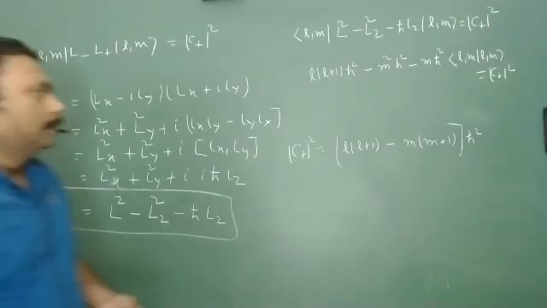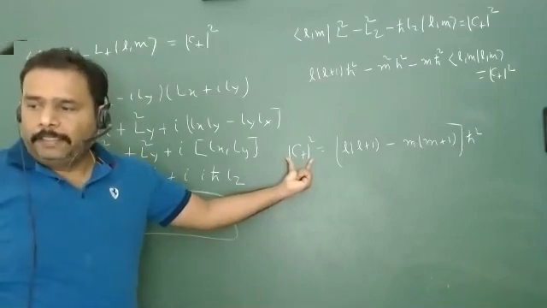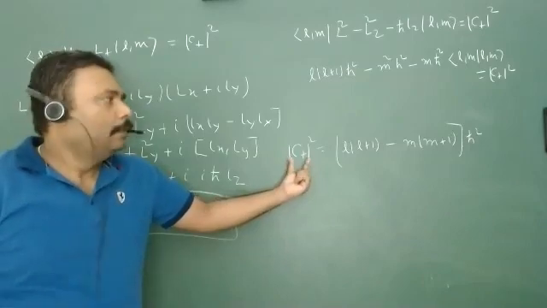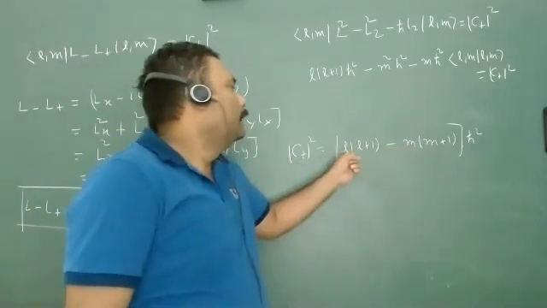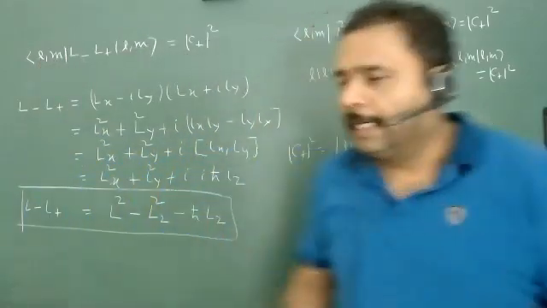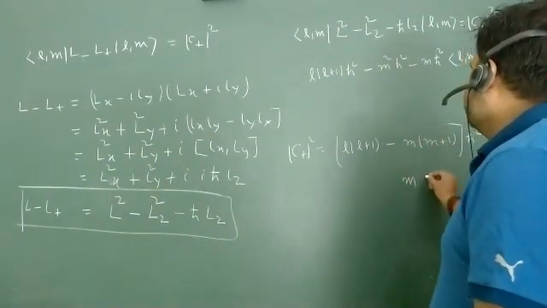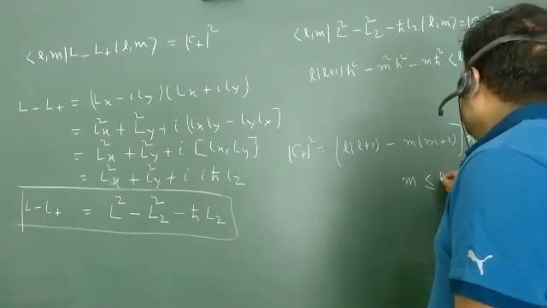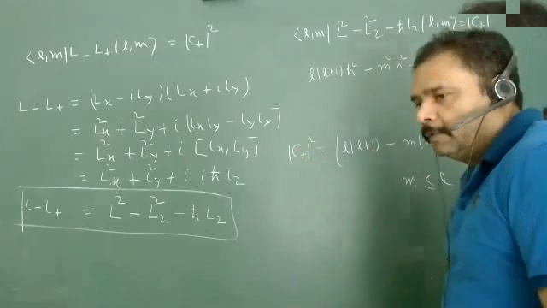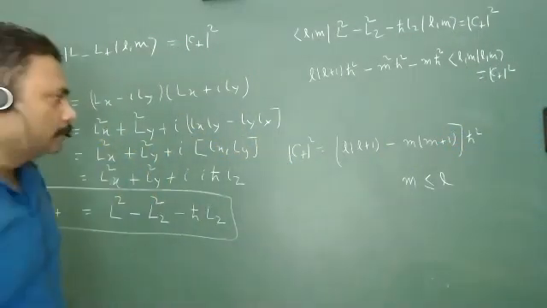Now you can see this number must be always positive. The norms cannot be negative. This number is always positive. So what will happen? m can never be greater than l. So there is an upper bound of m, and we can say that m is always less than or equal to l. Then only this number is positive. So we know that norms can never be negative. So that is why we have used this expression.